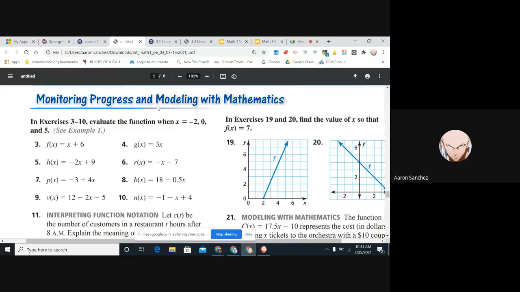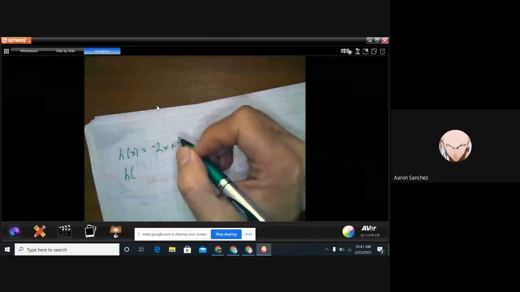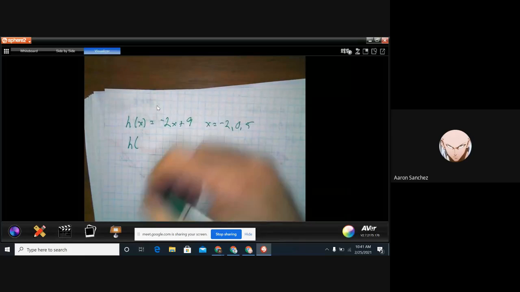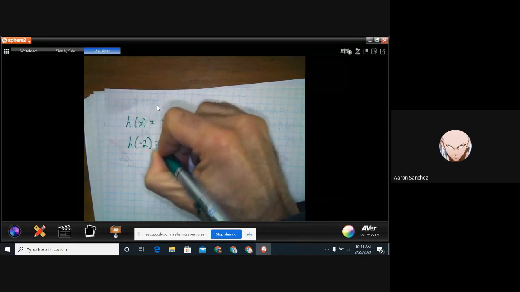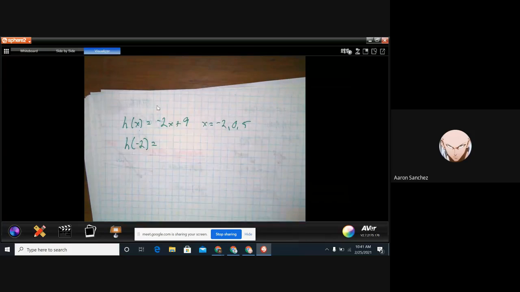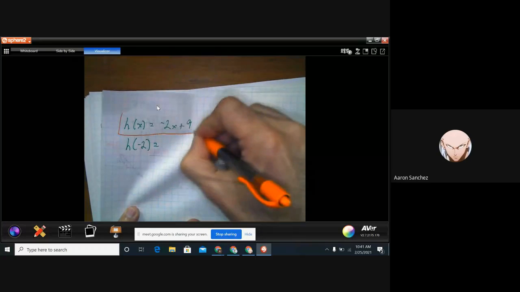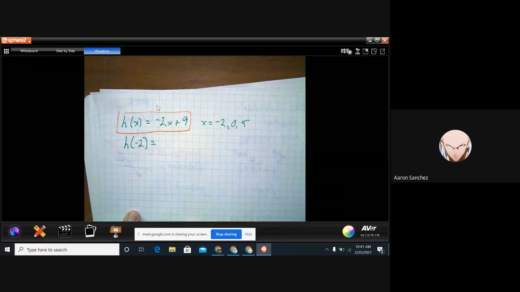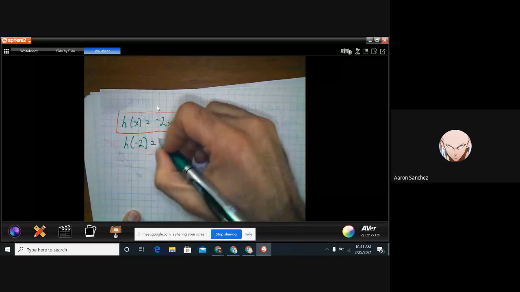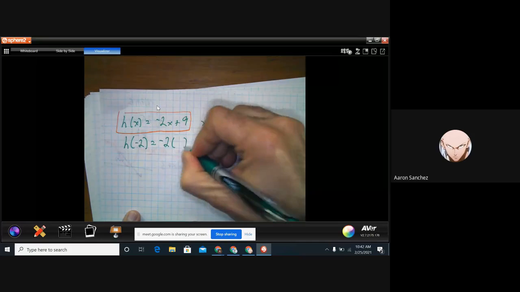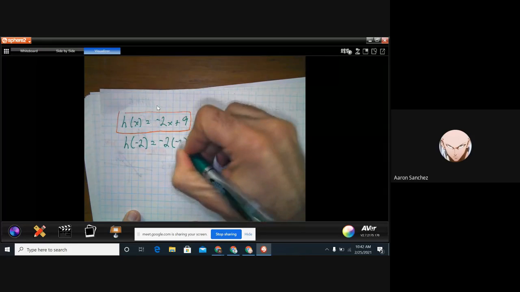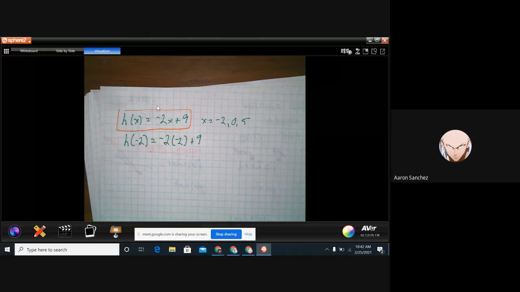Now it says h of x equals negative 2x plus 9. So you want x equals negative 2, 0, and 5. Here's what I want you guys to do on your own. H of negative 2. So h of x is negative 2x plus 9. What is h of negative 2? I'll do the first step for you: instead of x, we put in negative 2. Go ahead and solve that.